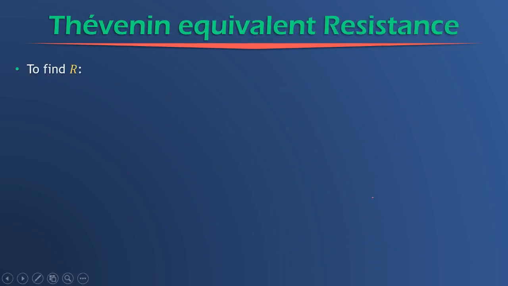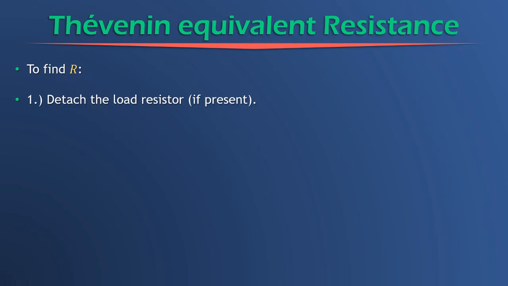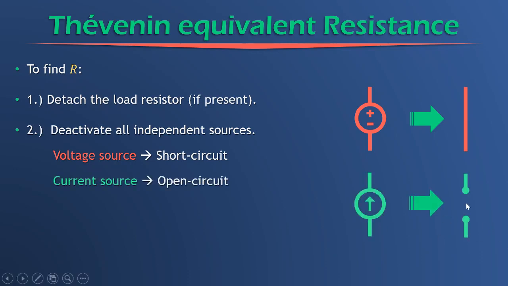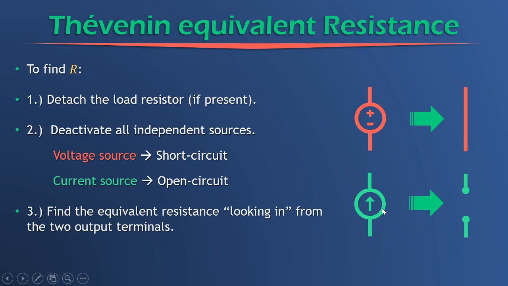So how do we find the Thevenin equivalent resistance? First, we detach the load resistor that is connected to the circuit. Second, we deactivate all independent sources. So what does this mean? The voltage source or voltage sources will become short circuits, and your current sources will become open circuits. Finally, you find the equivalent resistance looking in from the two output terminals.